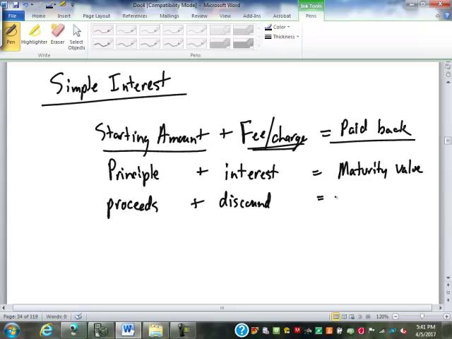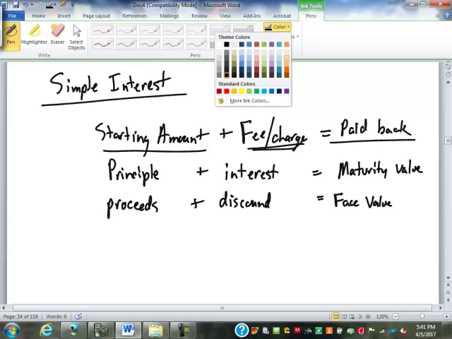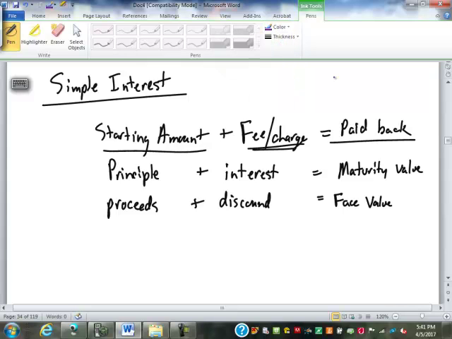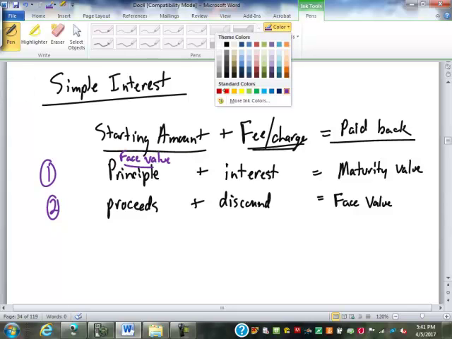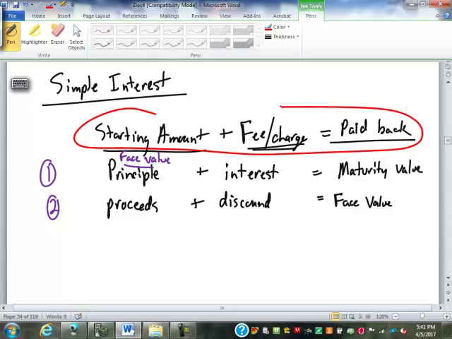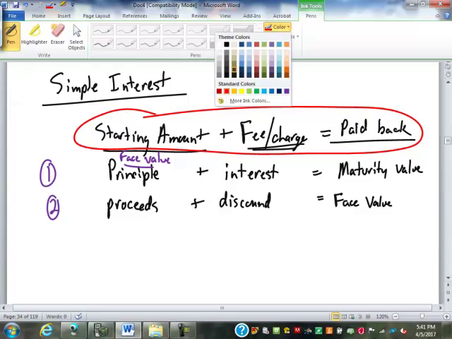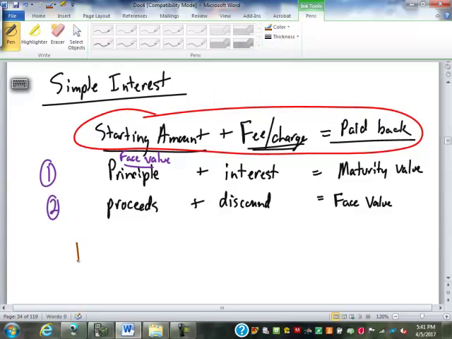For the proceeds plus discount, that could also be called a maturity value, but it's called the face value. Now it's a little bit confusing because when we look at type 1, where it's principal plus interest, the principal is sometimes referred to as the face value. But in all cases, we have some starting amount. We're adding some sort of a charge for letting you use that money to get an amount that is paid back. Now, these are called interest-bearing notes.